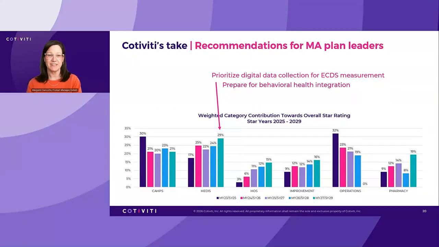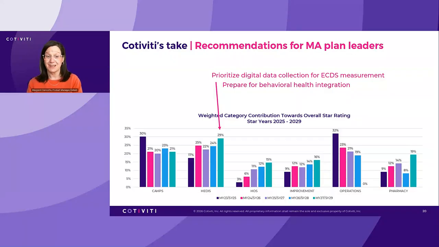To perform well in these clinical measures, it's essential to prioritize digital data collection for ECDS. The last thing a plan wants to do is to clinically close a gap but not receive credit for it due to a data gap. We already saw the national performance of colorectal cancer screening drop last year when it transitioned to ECDS.